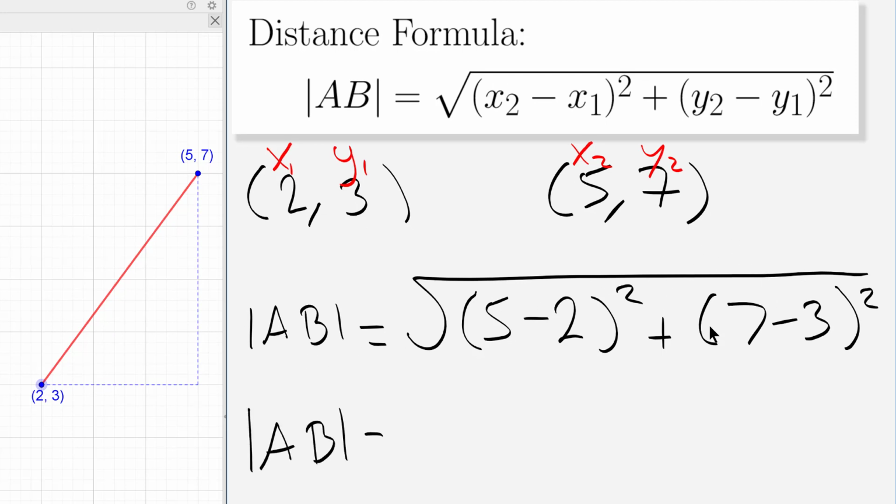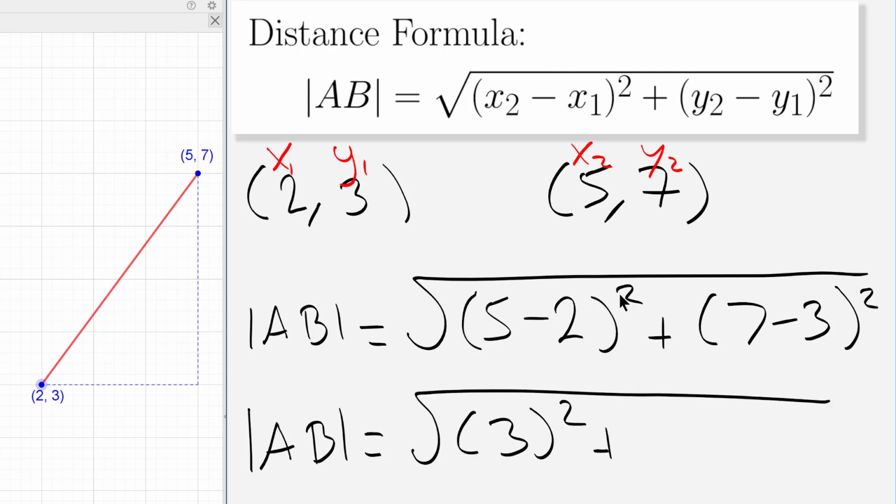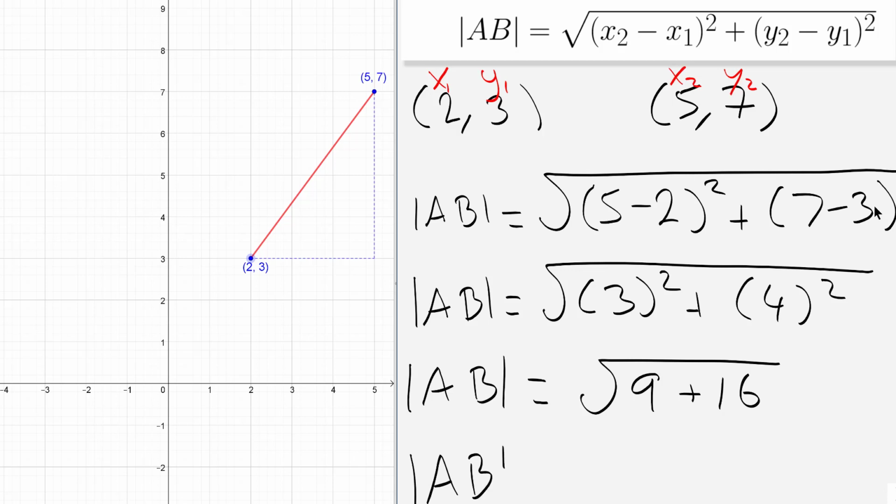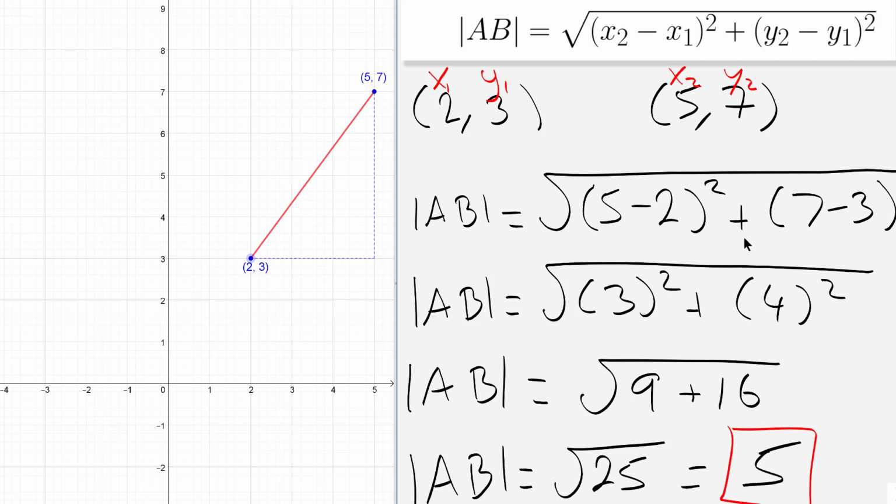So the distance from the 2 points will be the square root of 5 take 2, that's 3 squared, plus 7 take 3, that's 4 squared. So the distance between the 2 points is the square root of 9 plus 16. So the distance between the 2 points is the square root of 25, which equals 5. So the distance between the 2 points is 5 units. So this distance from the point 2, 3 to the point 5, 7 is 5 units.